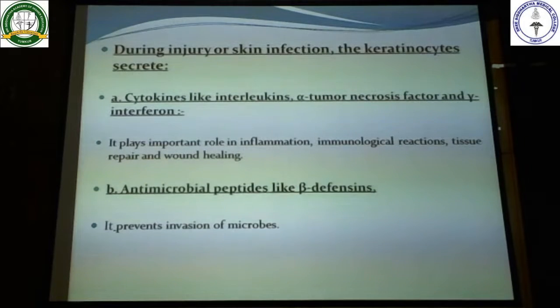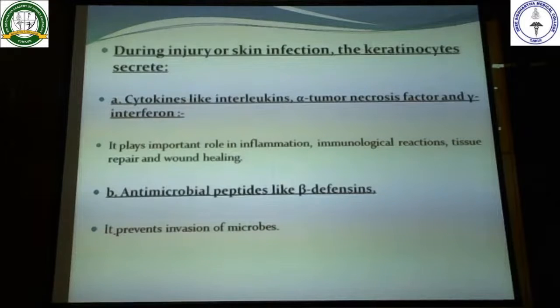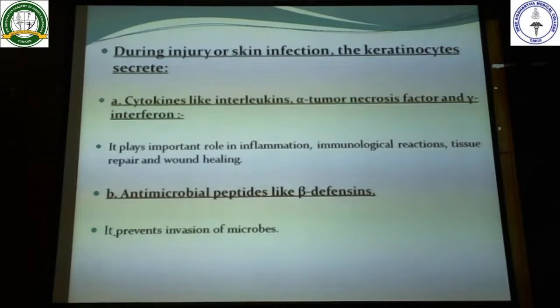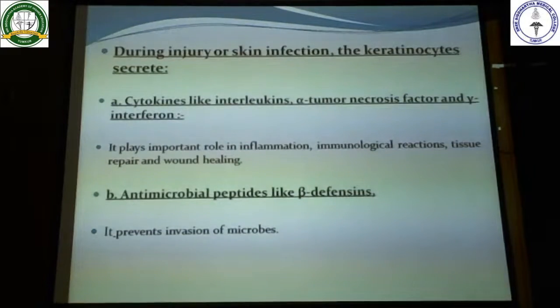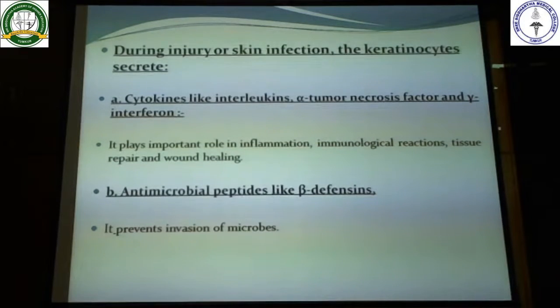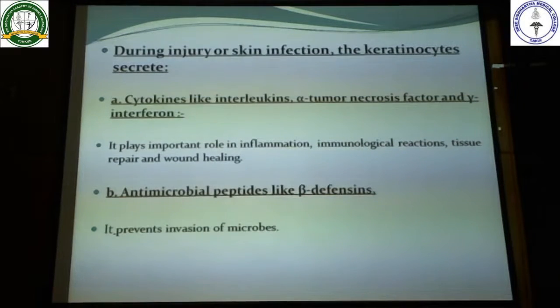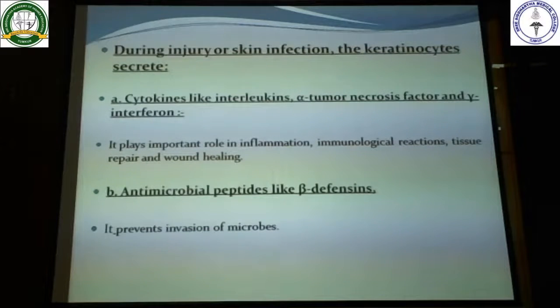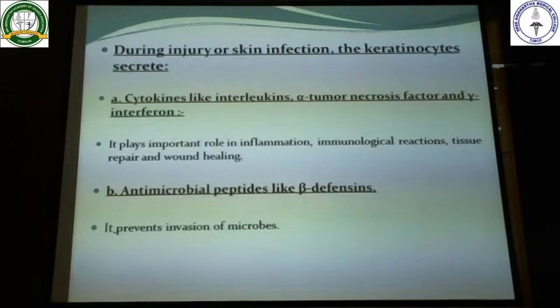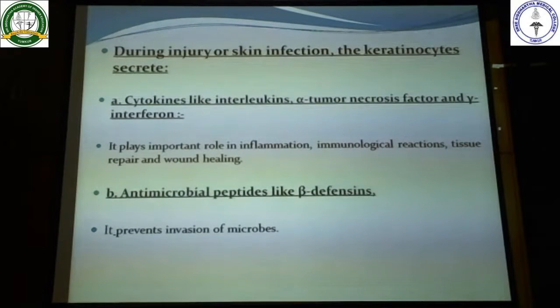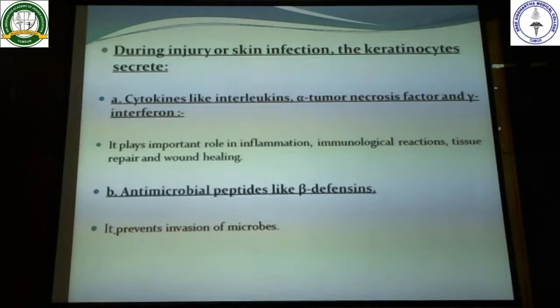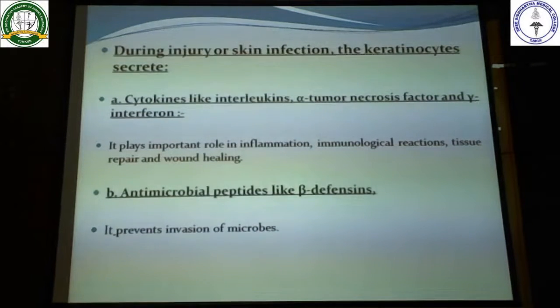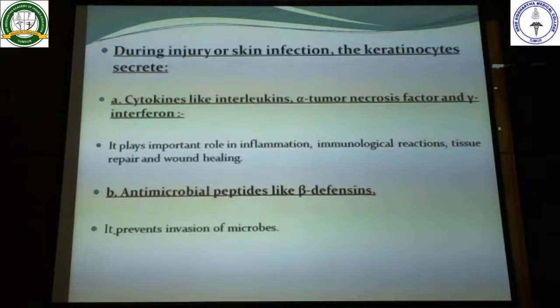Now what will happen when there is injury or infection to the skin? At that time the keratinocytes will start secreting two things: one is cytokines and the second is antimicrobial peptides. Cytokines like the interleukins, tumor necrosis factors, and gamma interferons play a role in inflammation, immunological reactions, tissue repair and wound healing.